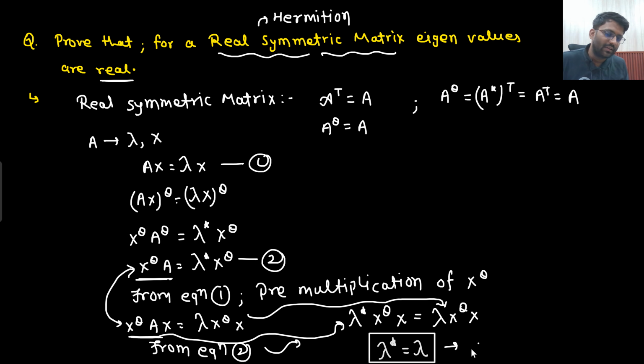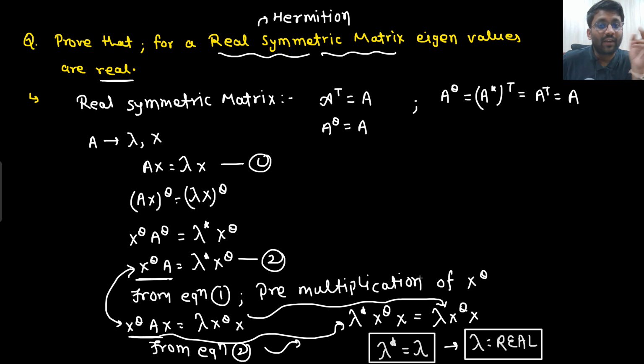What does that mean? That means lambda is real. So what will you remember? You will remember it as a statement as well: for a real symmetric matrix and for a Hermitian matrix as well, the eigenvalues are always real.